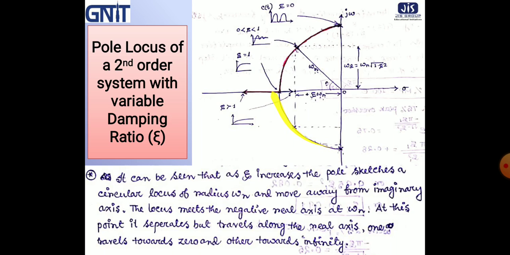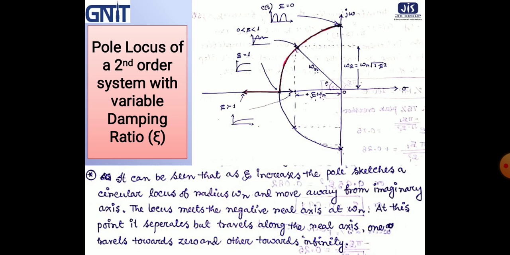And this, so it forms a circle. So it can be seen that as zeta increases, the pole sketches a circular locus of radius omega n, and this circular radius, what we get, the radius of the circle is omega n. So radius omega n, and move away from the imaginary axis to the real axis.